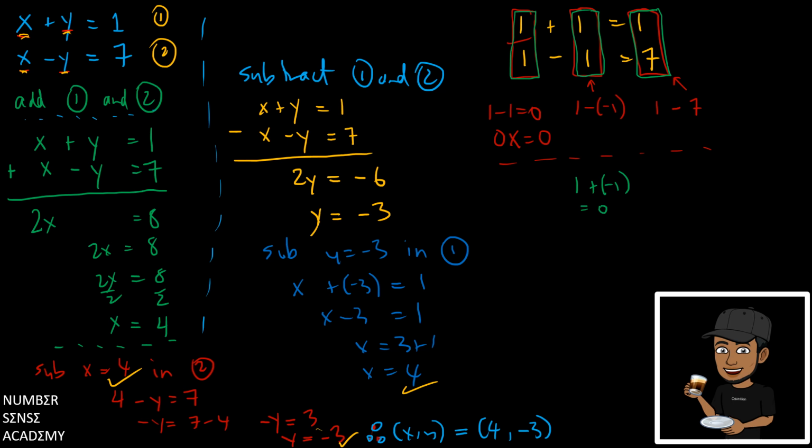All right, so let's look at another example. And this one I have x minus 3y equals 2. And then I have 4x minus 3y equals negative 10. And again, I'm going to label these. So equation 1, equation 2.